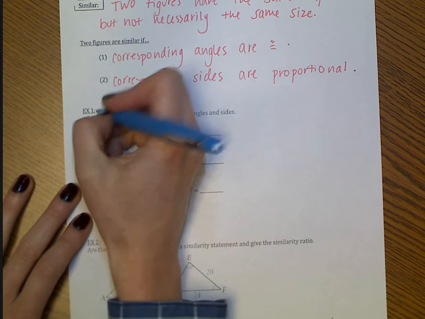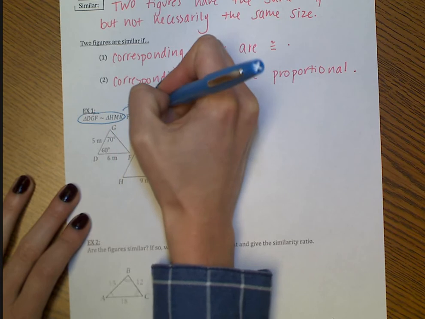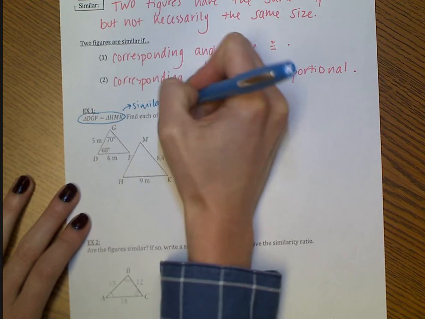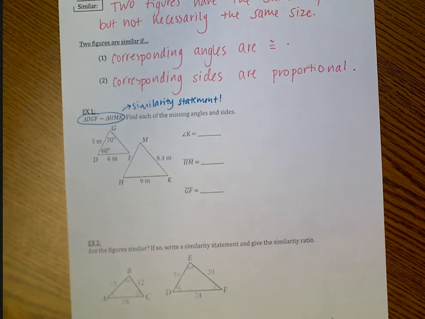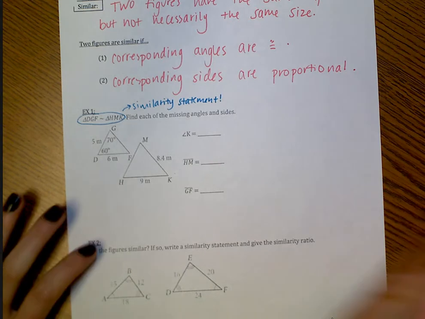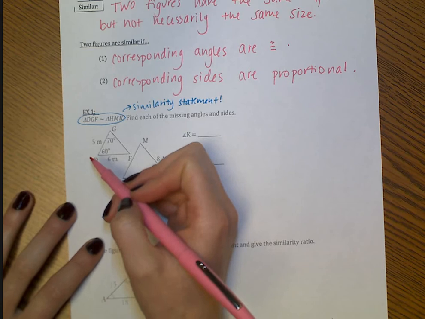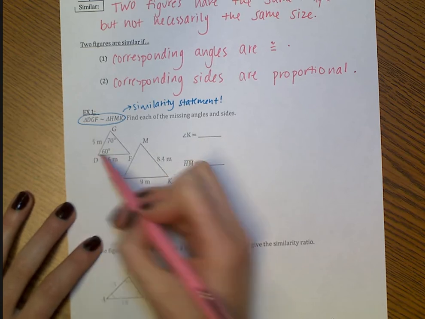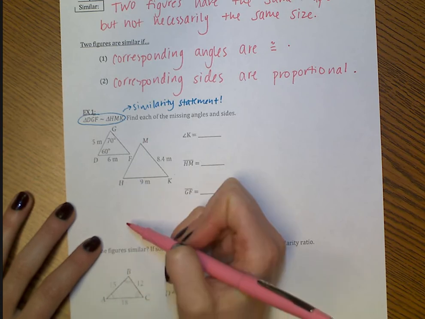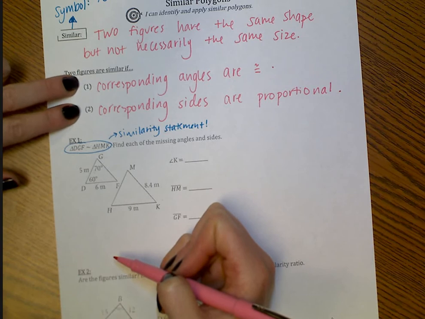This is called a similarity statement. Okay, really the same idea as a congruent statement was. It's just telling you which two shapes are similar, and it shows you by the order of the letters which angles and which sides correspond. So they're telling me that this triangle, DGF, is similar to triangle HMK. If they're similar, I know these two things, these properties apply.